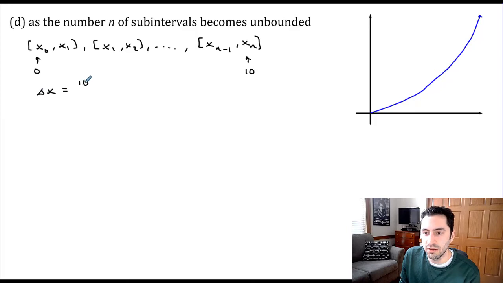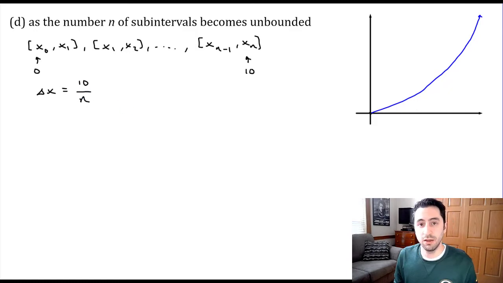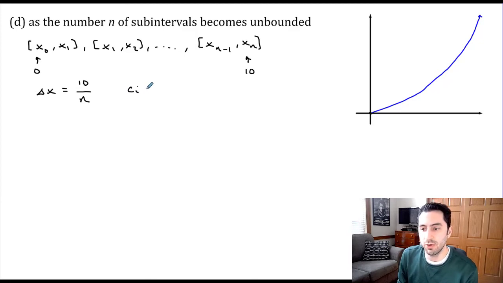So I'll take the width of the entire interval, and I'll divide it by the number of rectangles we have, which in this case is n. All right, now the next thing, let's think about the height of each of these rectangles. So we need to know the x value where the absolute minimum is going to occur. So c sub I is the way we notate that.